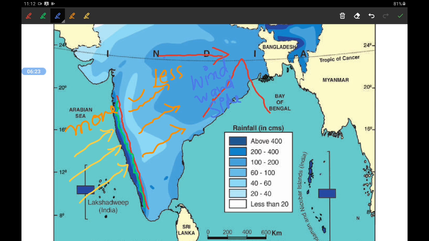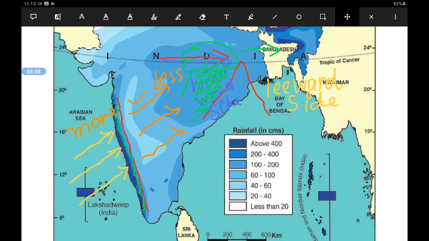From which side the winds are blowing, while the other side is known as the leeward side, that is the side opposite to the wind. Now this side, that is the windward side, usually receives heavy rainfall, while the leeward side has less rainfall. As the clouds come, they shed most of the rain here, and when they go to this side they don't have too much moisture with them.